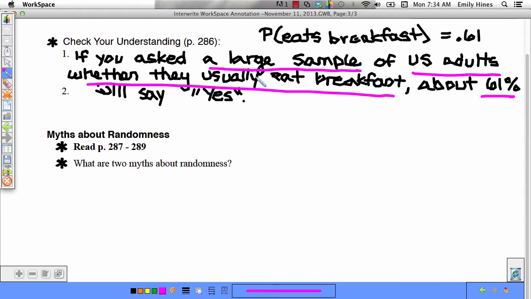Okay, so problem 2 says the probability is a measure of how likely an outcome is to occur. Match one of the probabilities that follow with each statement. Okay, so A says it's impossible. Probabilities that are impossible have a value of 0. If it is impossible that it will occur, it is 0.